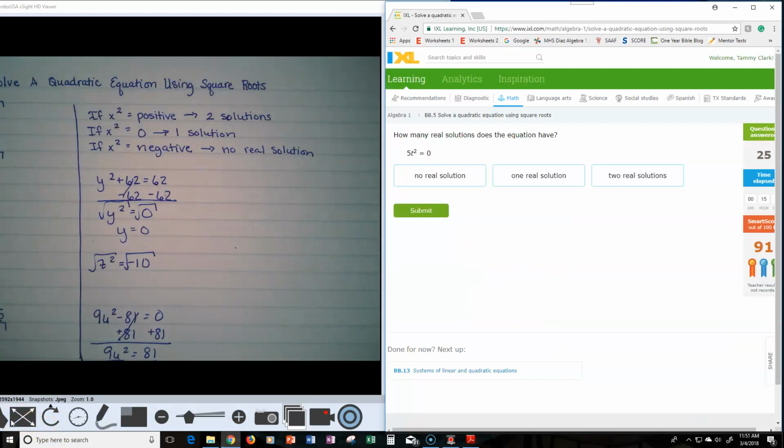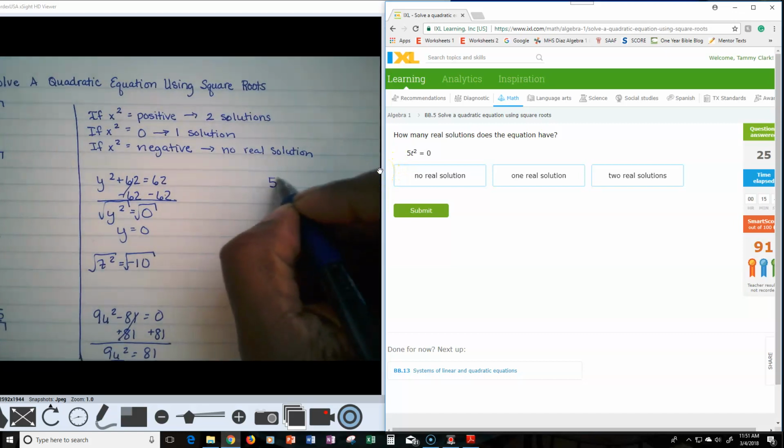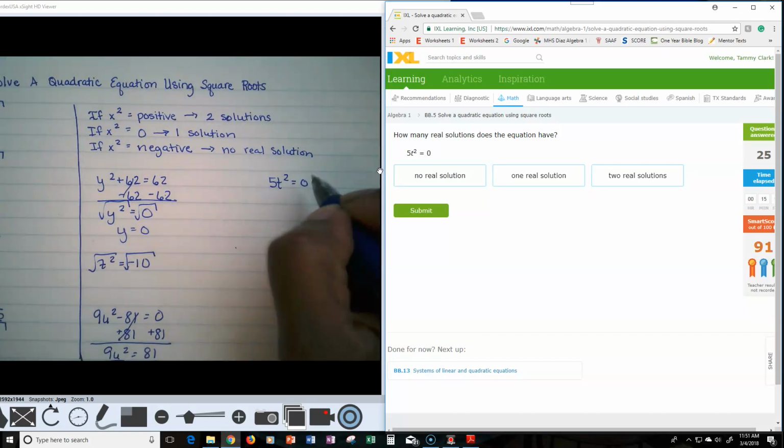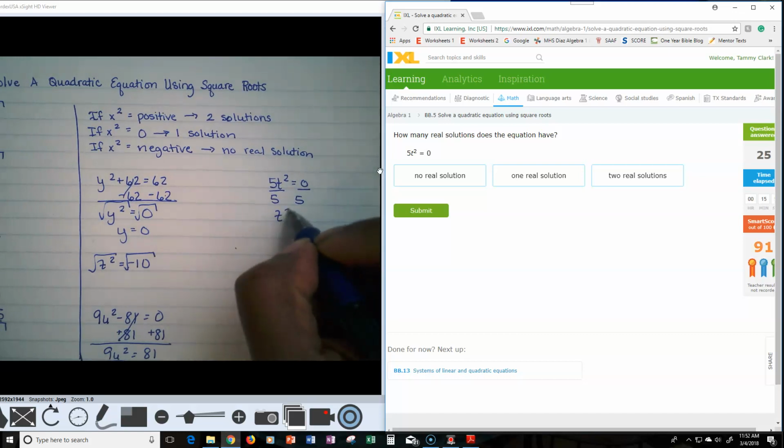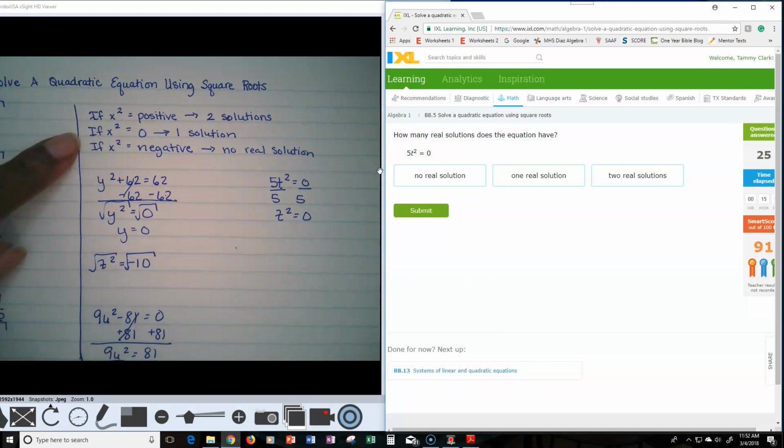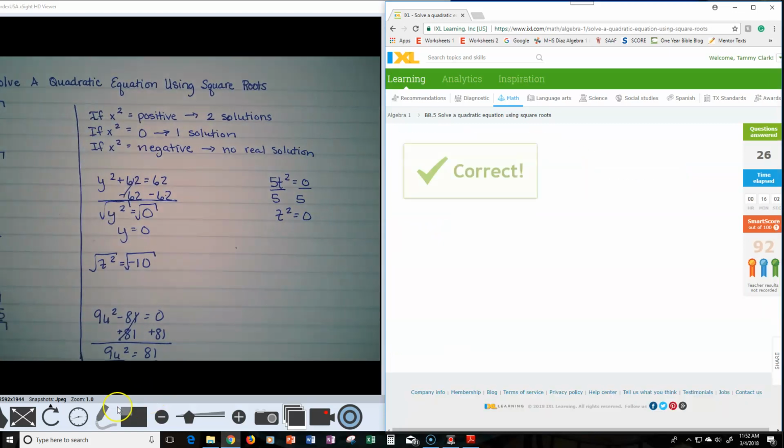All right, here's a question that we would get as we move into the 90s realm. How many real solutions does the equation have? So 5t squared equals 0. Remember, we want the t squared by itself. So we would say, okay, 5t squared equals 0. Divide both sides by 5. T squared is equal to 0. And we know if whatever our variable squared is equal to 0, then we have one real solution.